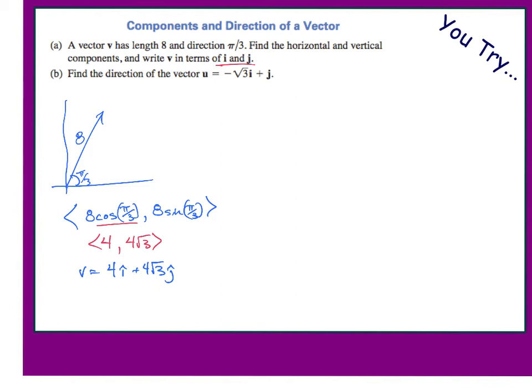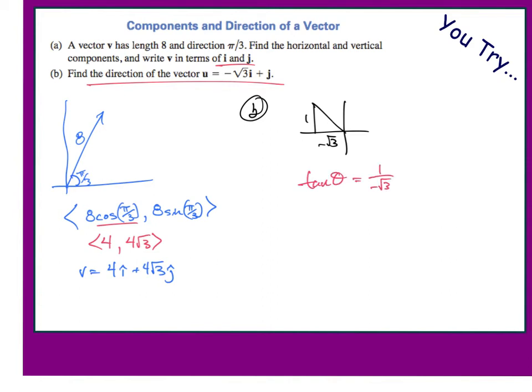All right, I'd like you to find the direction for part B. Draw our picture. Which way did this go? Left and up. Okay, went left and up. All right. And so then I use tangent of theta is equal to 1 over negative square root 3. If we wanted to rationalize it, it'd be negative square root 3 over 3. Anybody do it without a calculator?